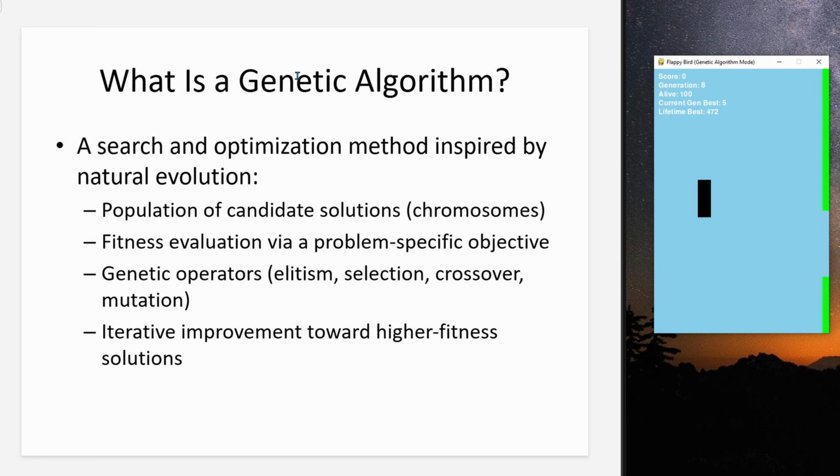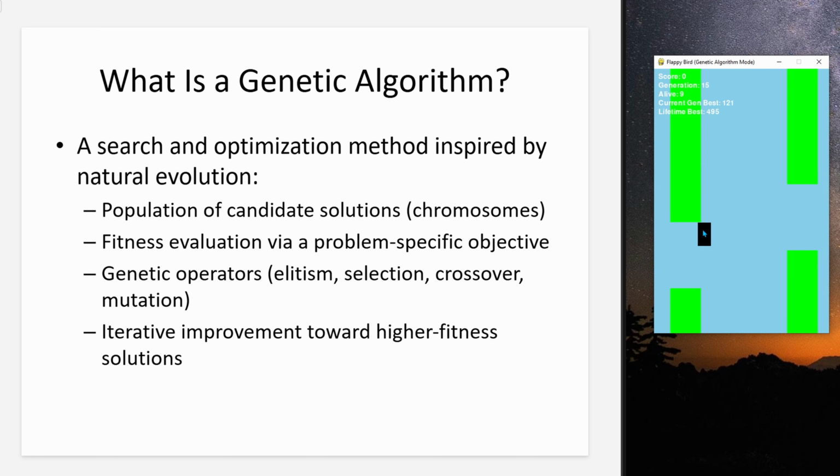As we apply the core principles of genetic algorithms to this, we have a population of 100. We have a fitness function that is defined by how far the bird gets before dying. So how many pipes are they getting through before they hit something and die? They either hit a pipe, get too high and hit the ceiling, or hit the floor. And then you have genetic operators that define the next generation.